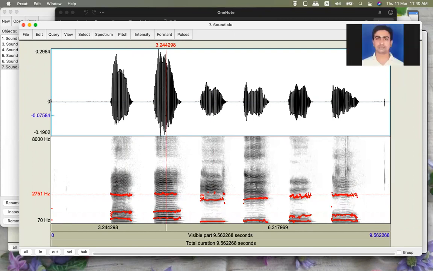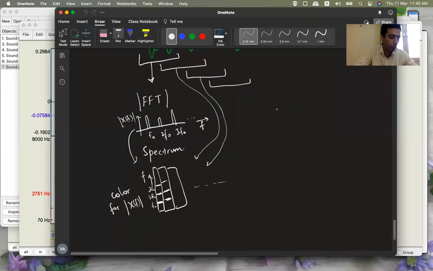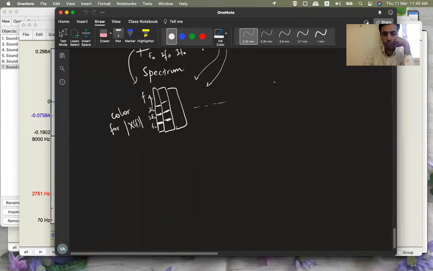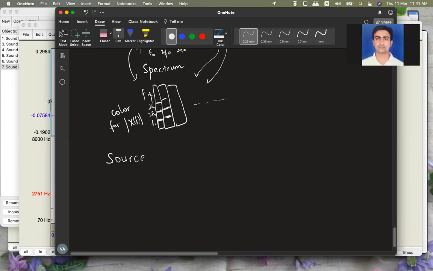Okay. So these are called formants. When you do your LPC analysis, you are actually trying to find the formants. LPC is about finding the envelope of your spectrum. If you remember the source filter model, what was it? Do you remember the source filter model? Impulse train generator and random noise generator.